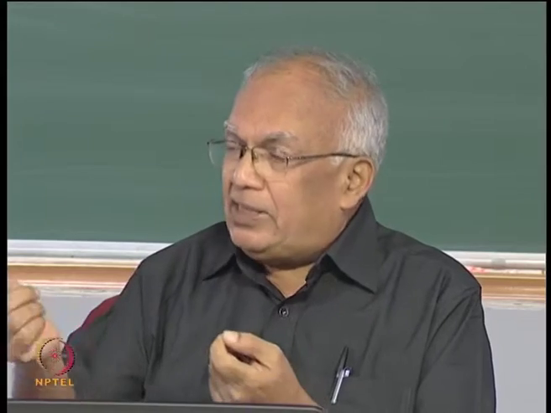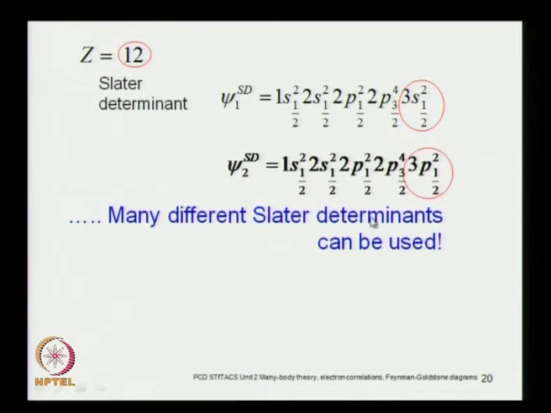Sorry? Because it is coming once again from the 1 over R12. But the 1 over R12 is coupling not only states from a single configuration, but also from this. Okay. There are so many other configurations, and all of these correlations, they are coming because of the Coulomb interaction, but then coming from different configurations.